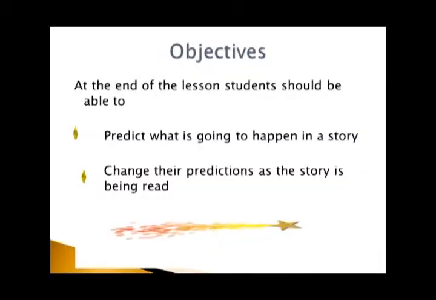Our topic for today is predicting outcomes. The story that we'll be looking at from our reader is Rain Soup by Hazel D. Campbell. Here are the objectives we hope to achieve at the end of this lesson. At the end of the lesson, students should be able to predict what is going to happen in a story and change their predictions as the story is being read.